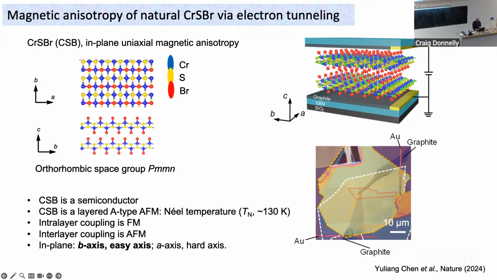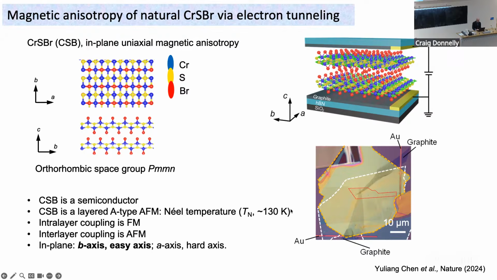So this is what Yuliang did. He basically made this structure by exfoliation. You exfoliate, in this case, just a bilayer, two layers, flake shown in red. This is not twisted, just to see how the properties look. And then you have these graphite electrodes to the top and bottom of the flake.